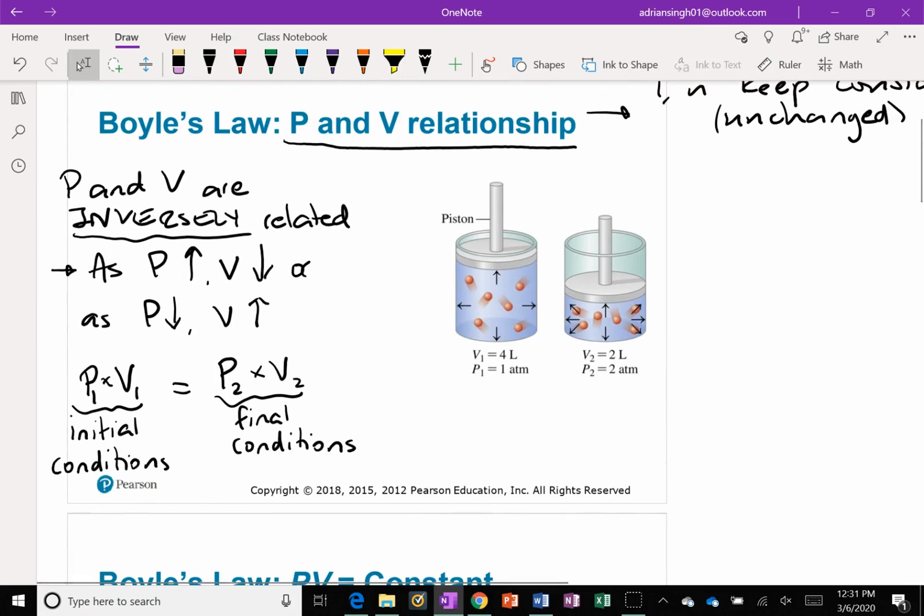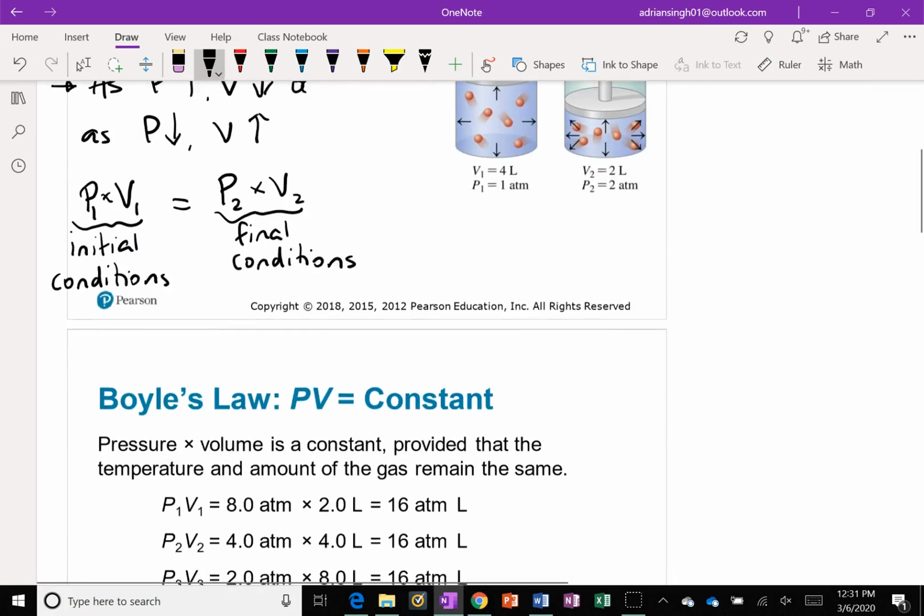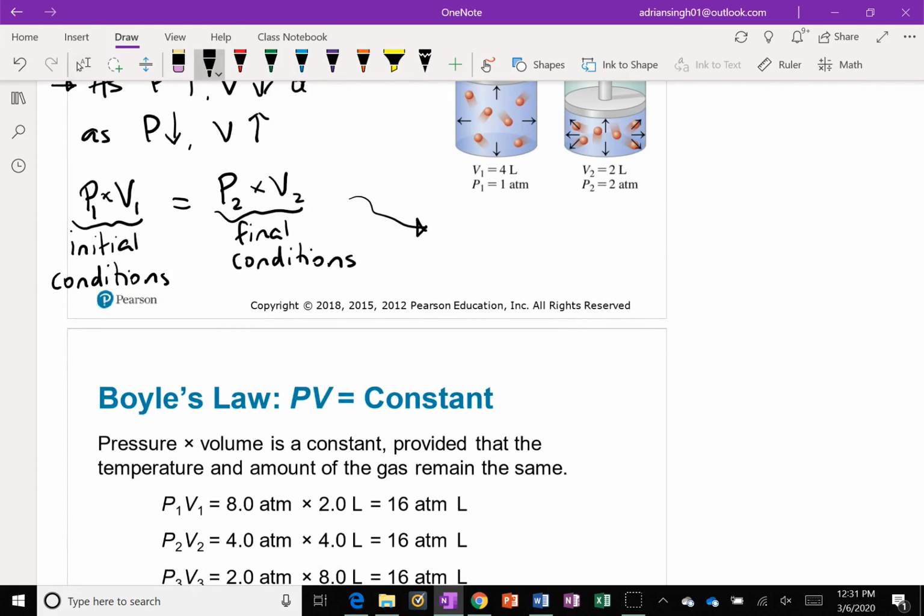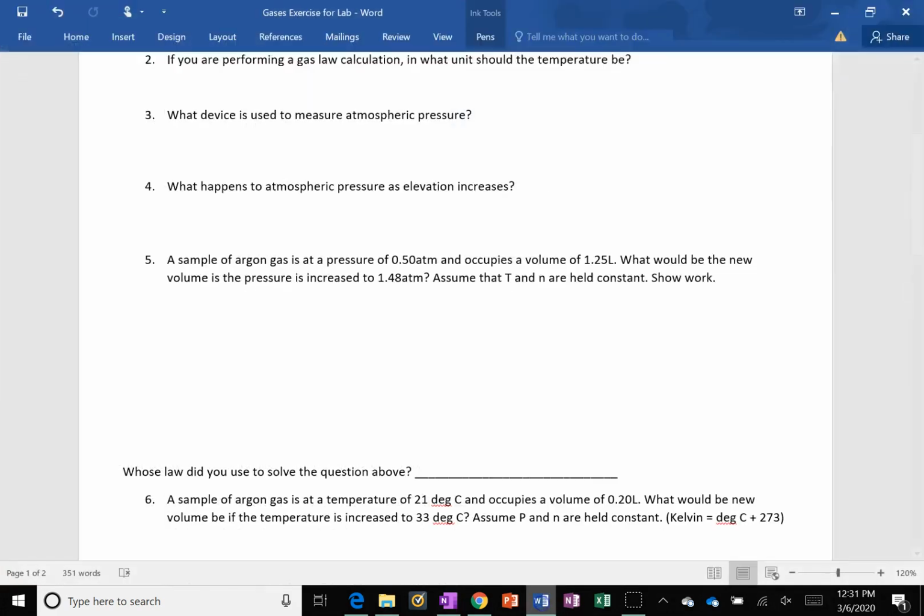And by the way, this is called Boyle's Law. For simplicity's sake, sometimes you'll see the multiplication sign omitted. So we'll see P1 V1 is equal to P2 V2. And we can use that relationship to solve some problems. So let's take a look at one example of where we can see that.